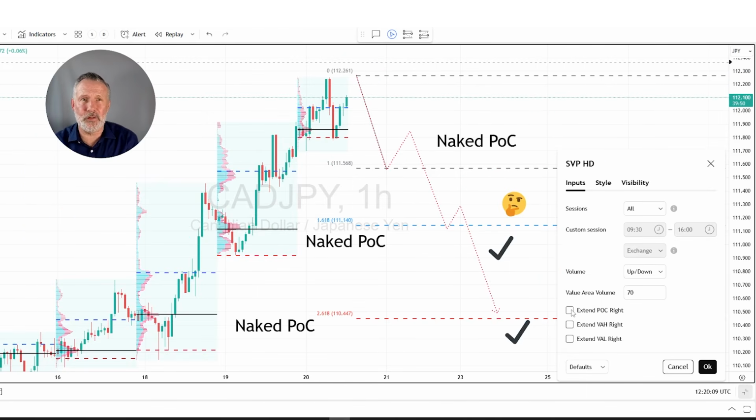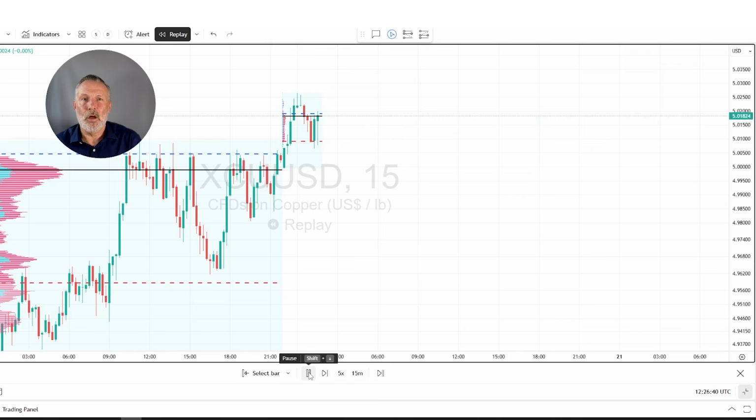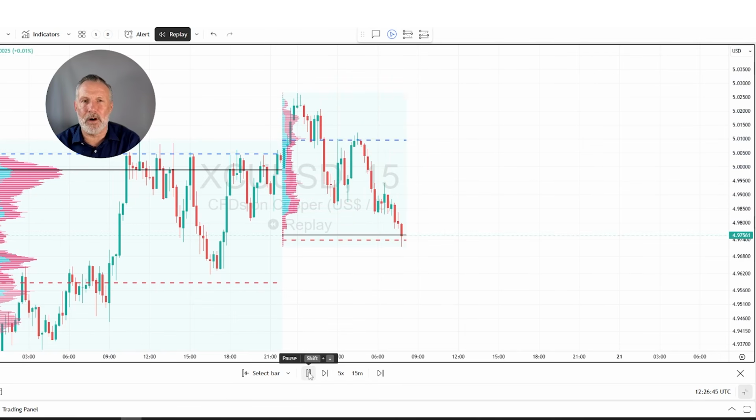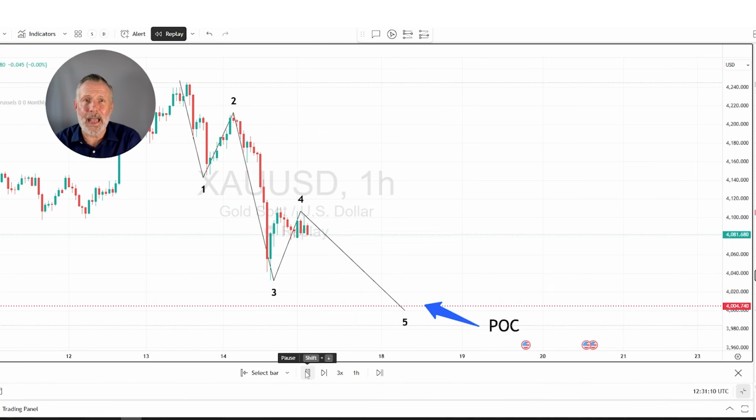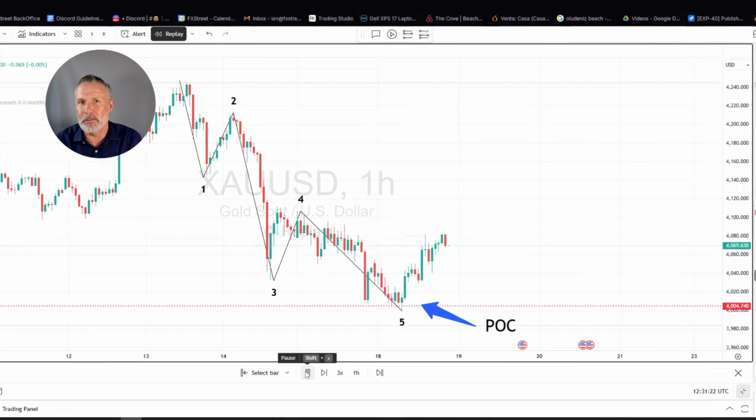Let's discuss some pro tips. The naked POC is a great target level for short-term setups. Extend the POC on the indicator to show open or non-mitigated levels. Wait for some volume to be established before using the market profile as a day trading tool. Combining Elliott Wave with the point of control can reap some great rewards. Remember, if institutional traders have been short selling gold, where is the best place for them to unload their position?